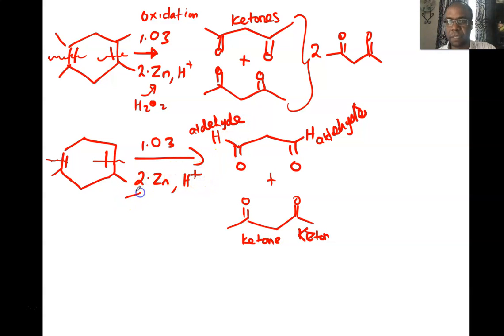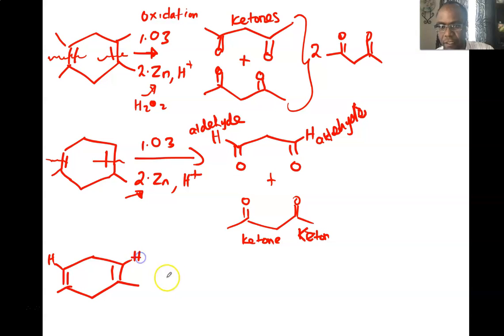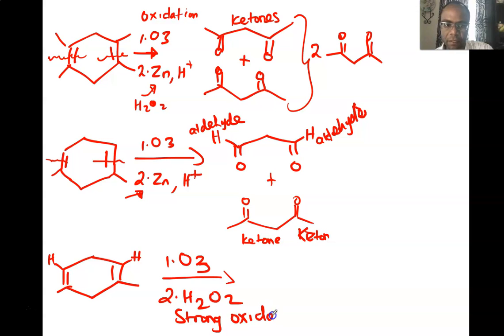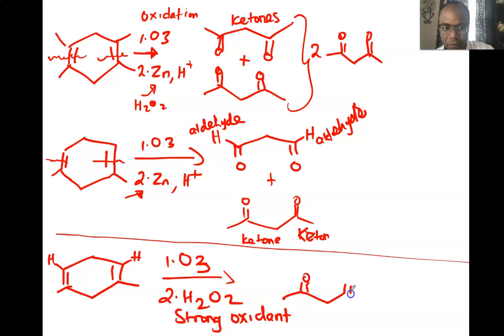Okay, because we are using the mild second step, the aldehyde survives. But if we had the same molecule and on the second step I'm using hydrogen peroxide, which is a strong oxidant, now it's different, because I still get the 2 pieces. So I'm gonna get the ketone part at the bottom, right? This part.